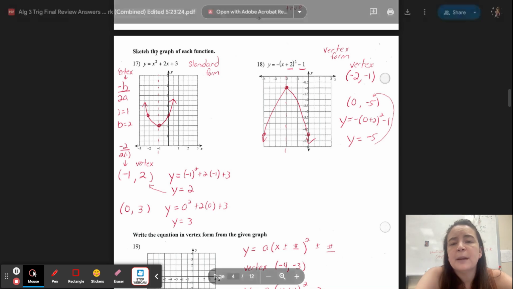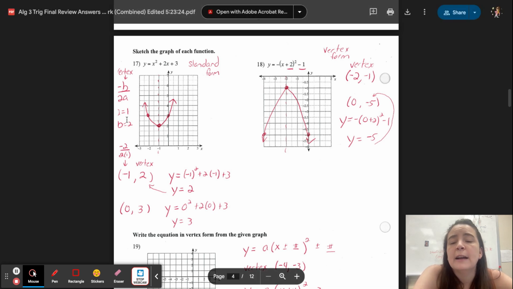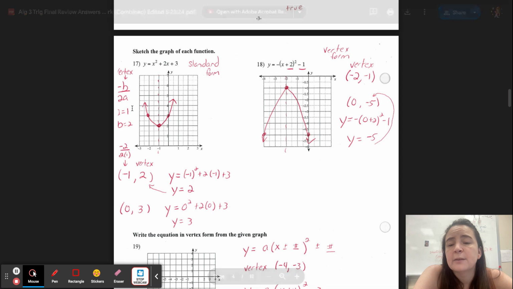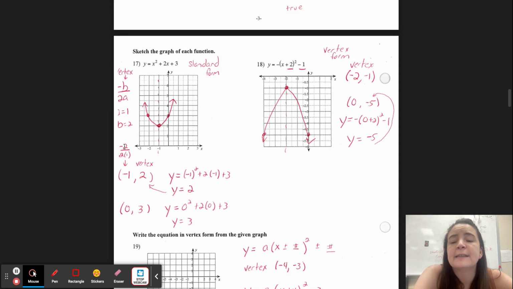So a is the number that's in front of x squared. B is the number that's in front of x. C is the number that doesn't have an x. I didn't need C, but I have a is 1, b is 2. I went ahead and plugged it in. And when I solve, I get negative 1. So negative 1 is the x coordinate in our vertex.